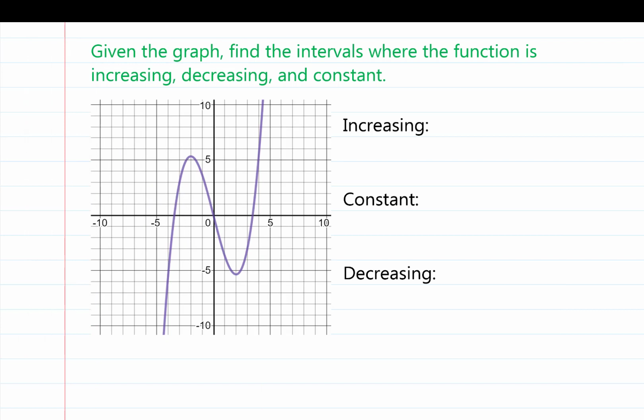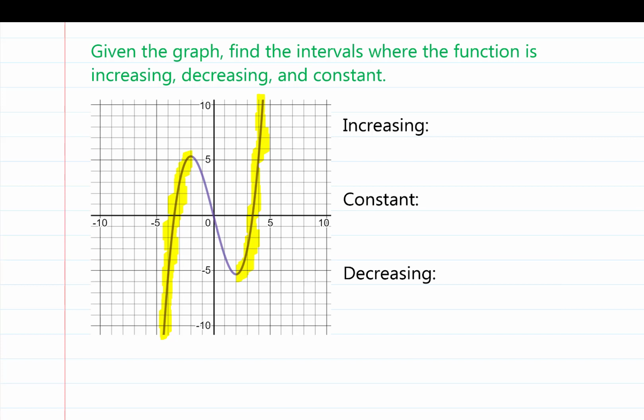Now that we've defined each interval, let's go ahead and look at a specific graph and find the intervals where the function is increasing, decreasing, and constant if they exist. So let's start with increasing. As we read this graph from left to right, as x increases, we can see that the output is increasing on this part of the graph. We can also see that the output is increasing on this part of the graph as well. Now what we need to do is identify where that exists in the coordinate plane.